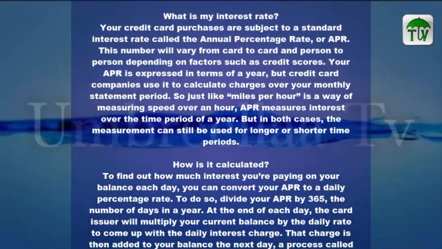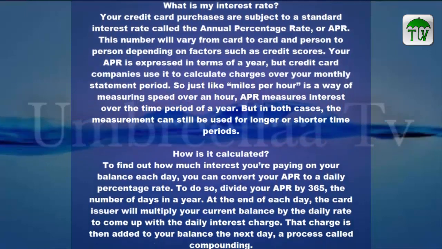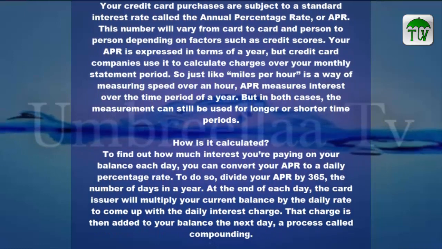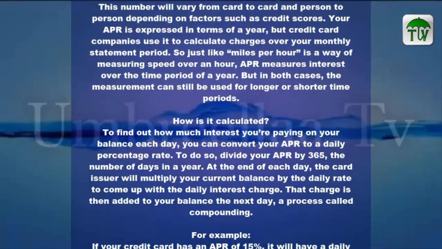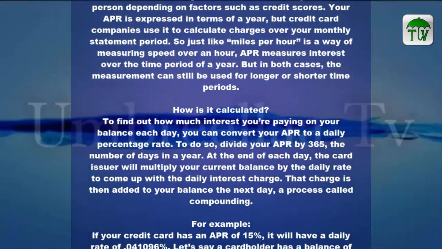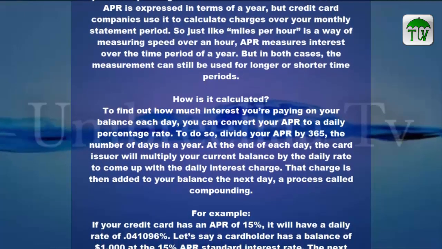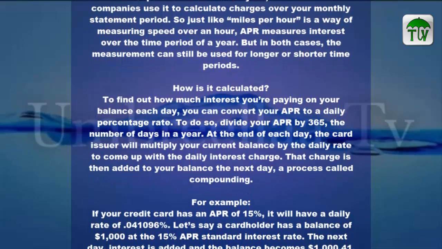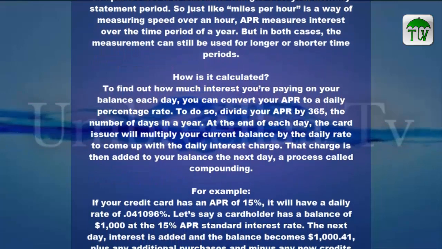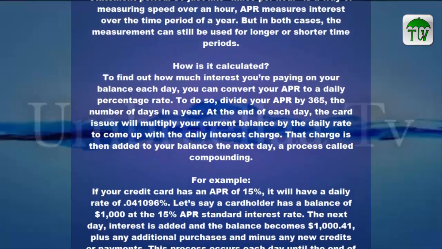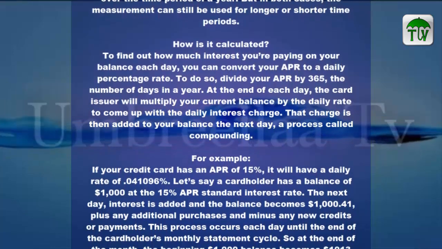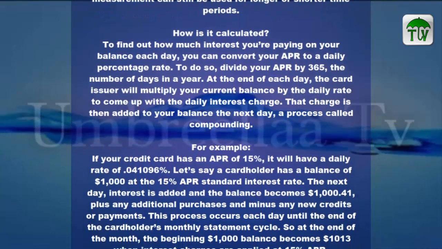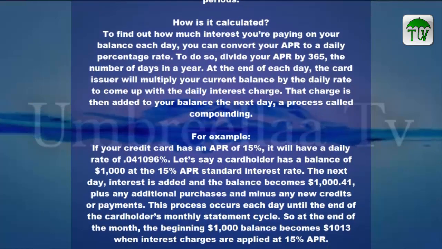How is it calculated? To find out how much interest you're paying on your balance each day, you can convert your APR to a daily percentage rate. To do so, divide your APR by 365, the number of days in the year. At the end of each day, the card issuer will multiply your current balance by the daily rate to come up with a daily interest charge. That charge is then added to your balance the next day, a process called compounding.